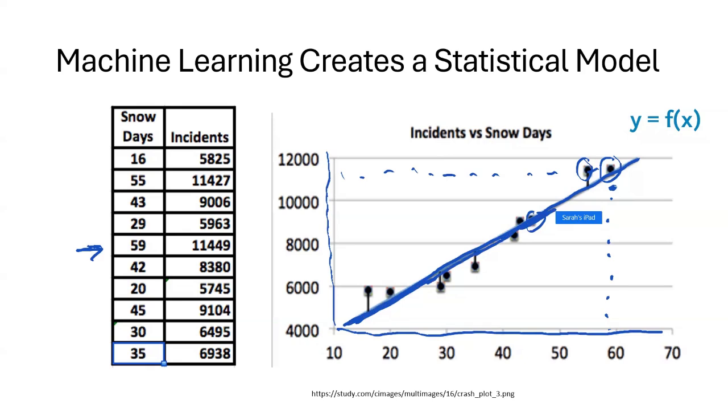Notice that except for right here, let me back up a little bit so you can see more clearly. You'll notice that the line shows this trend: if you have this many bad weather days, you're going to have this many accidents on the road. But it's showing the trend, and yet there's only this one instance where the plotted dot actually falls on the line. Now, why is that?